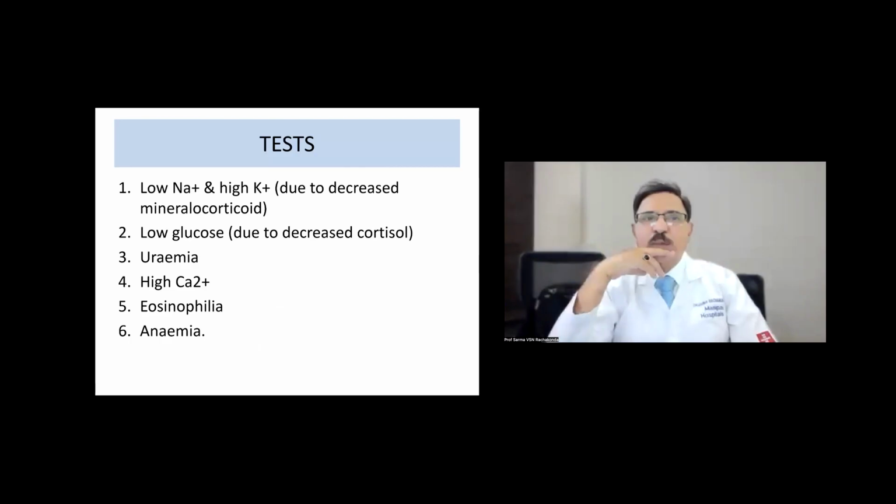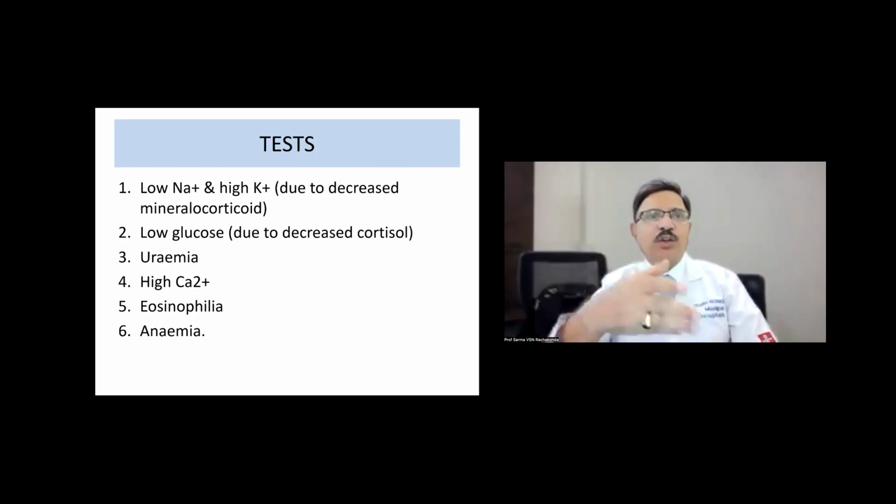What are the tests I do? How do I confirm the diagnosis? Low sodium, high potassium because of mineralocorticoid deficiency. Low glucose because cortisol is the glucose-producing hormone. Gluconeogenesis is promoted. Glycogenolysis is also promoted by cortisol. Cortisol works in a double way. It is producing glucose into the blood.